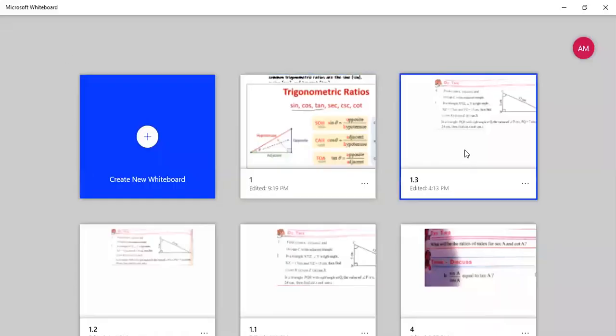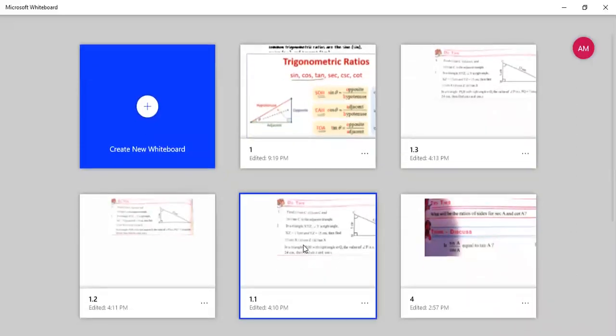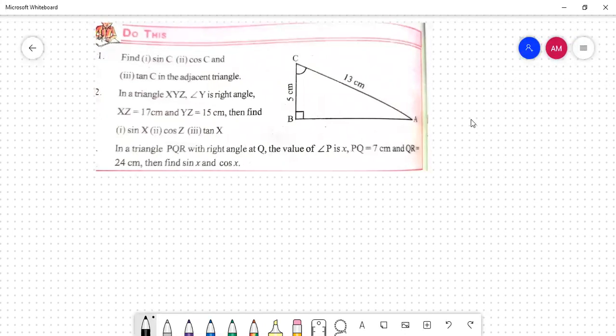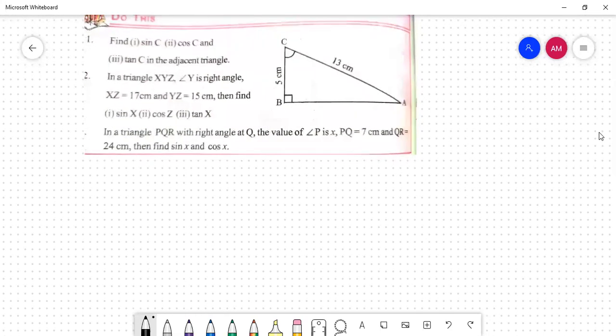Let us move to our textbook problems. Let us check the first one. What did they give? Given AC is equal to 13 centimeters. Observe the figure. BC is equal to 5 centimeters.